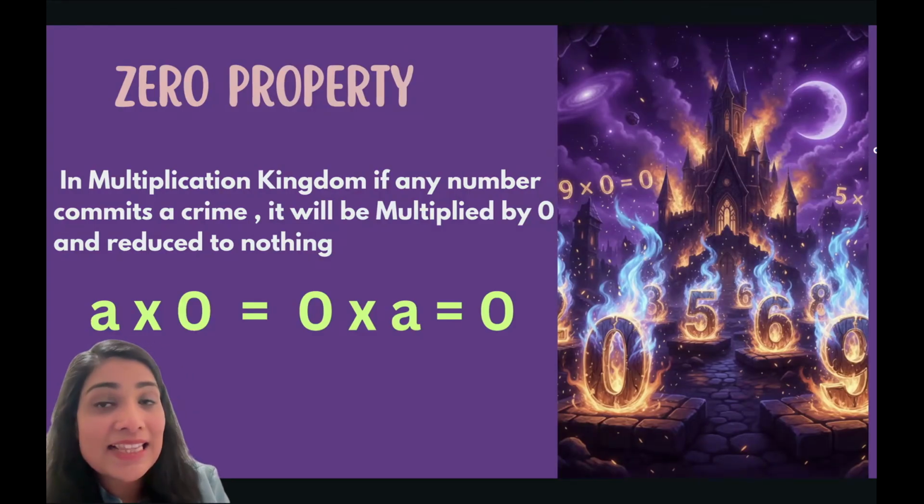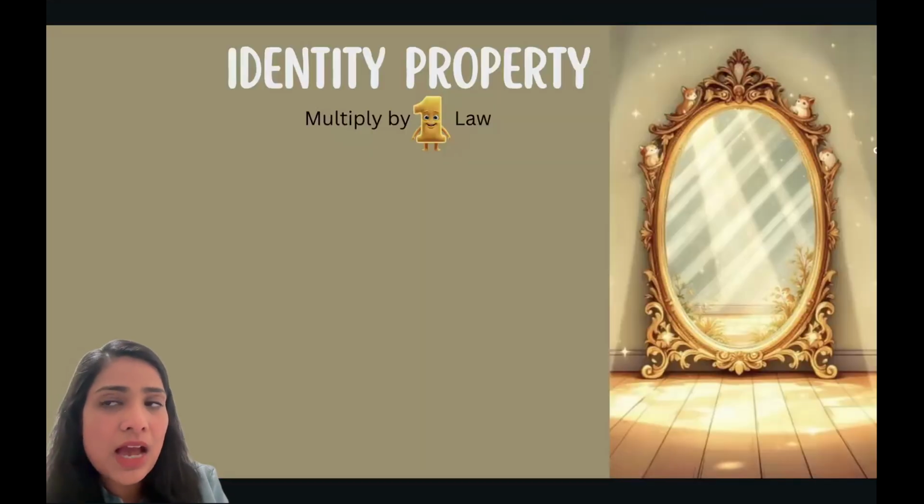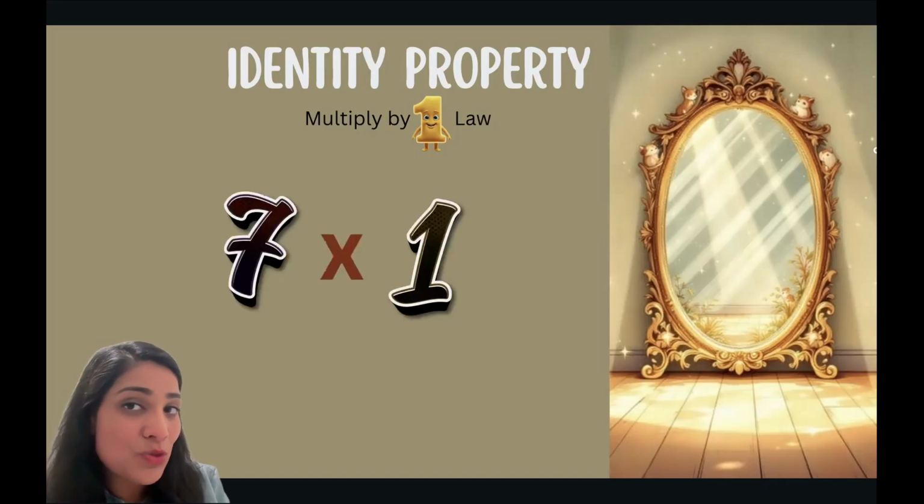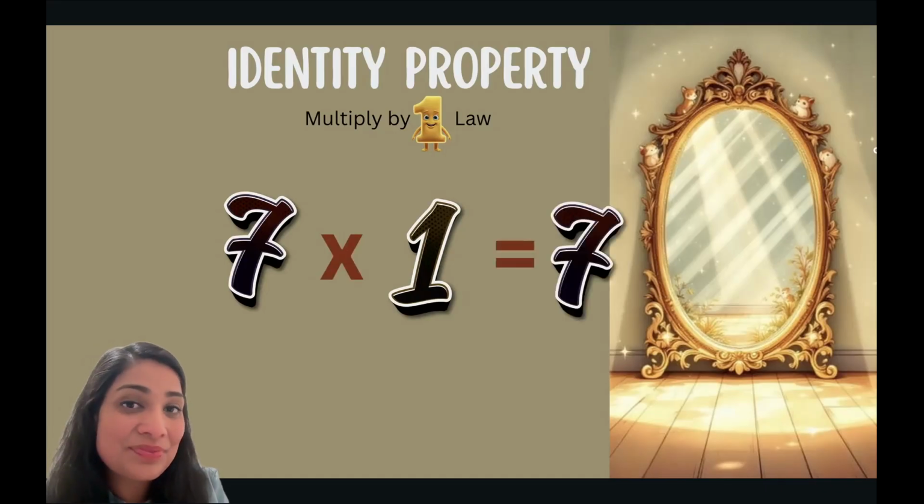Great. Let's look at the last property for today, the identity property. Identity means your own self. So for a number to become its own self, it needs to be multiplied by what number? 7 times 1. So that number will be 1. What do you think you will get? Well, when you multiply by 1, 7 times 1 will be 7.